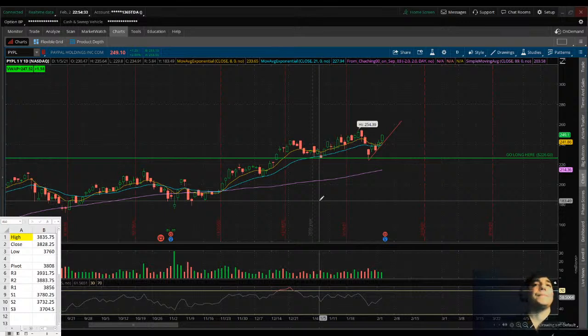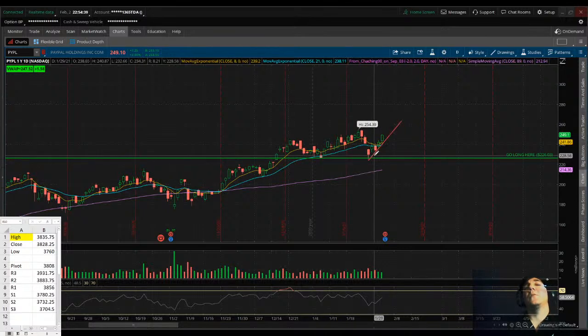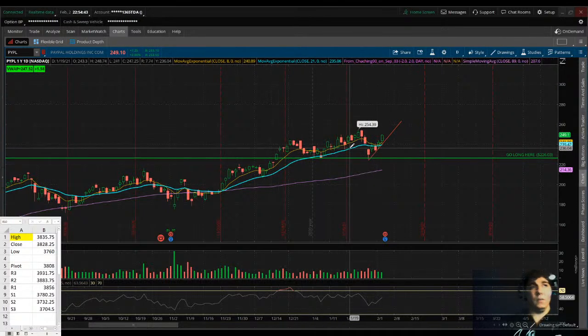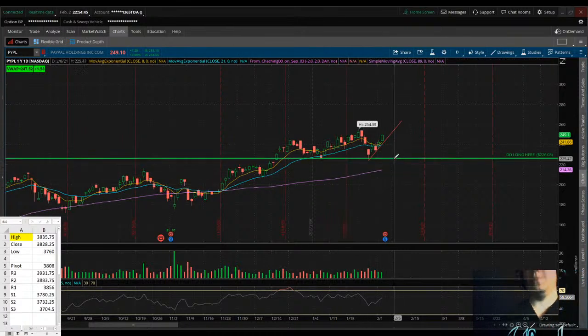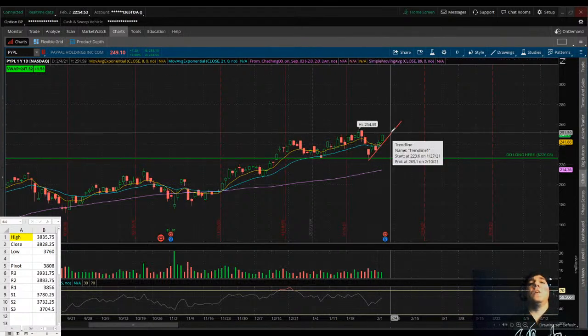So you can see here, we found support here. So that's why I put that line right there. Got that demand right there. So that's why I put that alert here. And we hit it. So super bullish on PayPal.